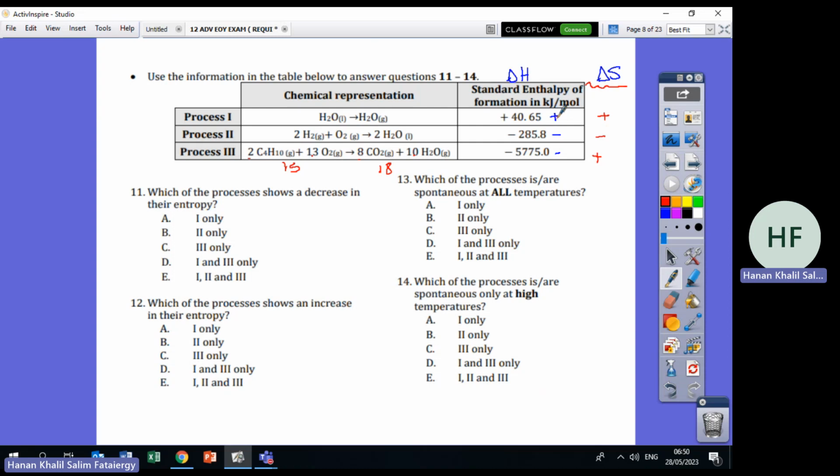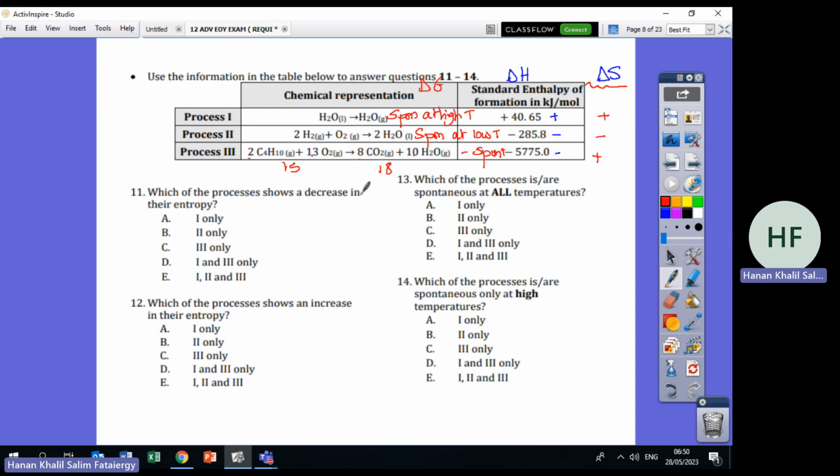Okay, now if delta H is positive, delta S is positive, this means that the reaction is spontaneous at high temperature. Negative, negative, the reaction is spontaneous at low temperature. Negative, positive, we take the sign of delta H. So negative means spontaneous دائما. Okay, now let's see the question.